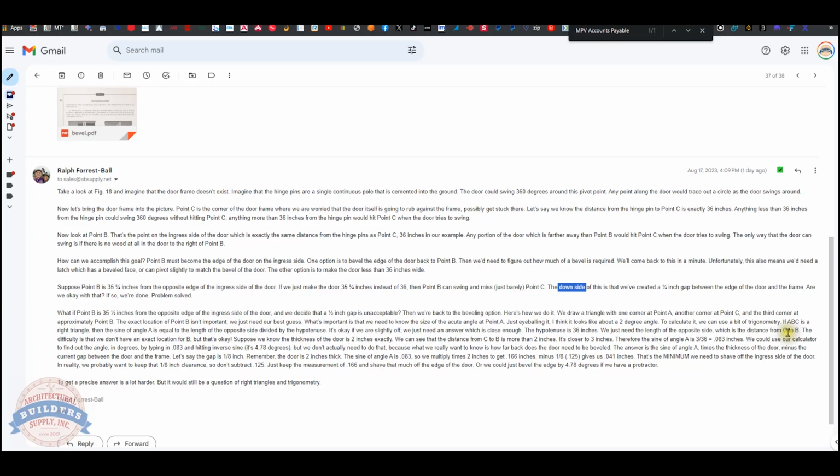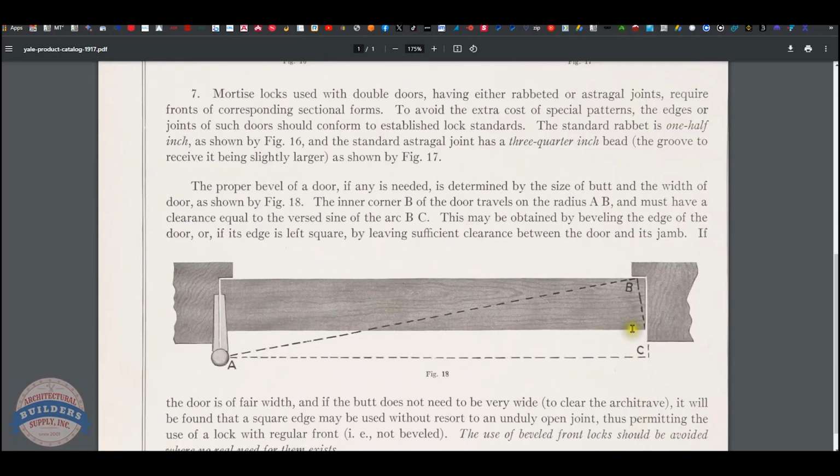Okay, that's basically the door thickness. The difficulty is that we don't have an exact location for B, but that's okay. Suppose we know the thickness of the door at 2 inch exactly. We can see the distance from C to B is more than 2 inch because it's closer to 3 inch. And what Ralph is saying there, he's basically saying if this is a 2 inch thick door, well, this is greater than 2 inch. And I'm going to say it's about 2 3/4 if we're going to go with Ralph's. That hinge is probably 3/4 or 1 inch. Could be that.